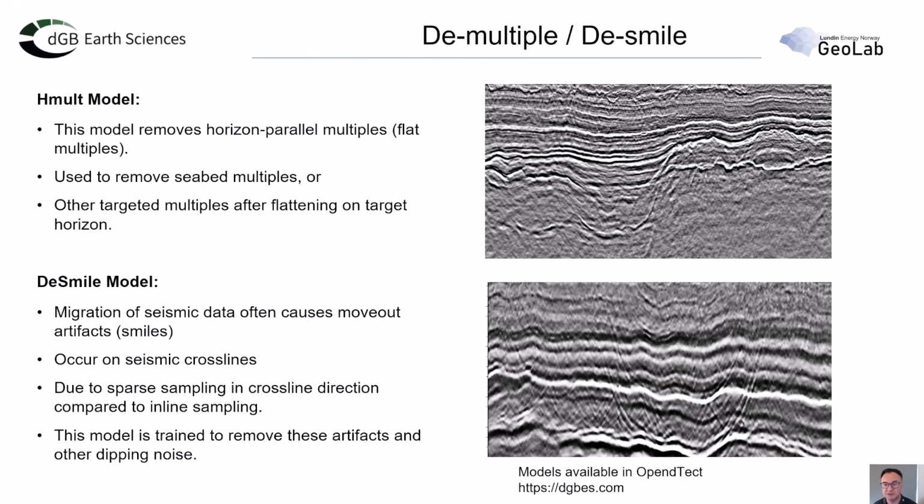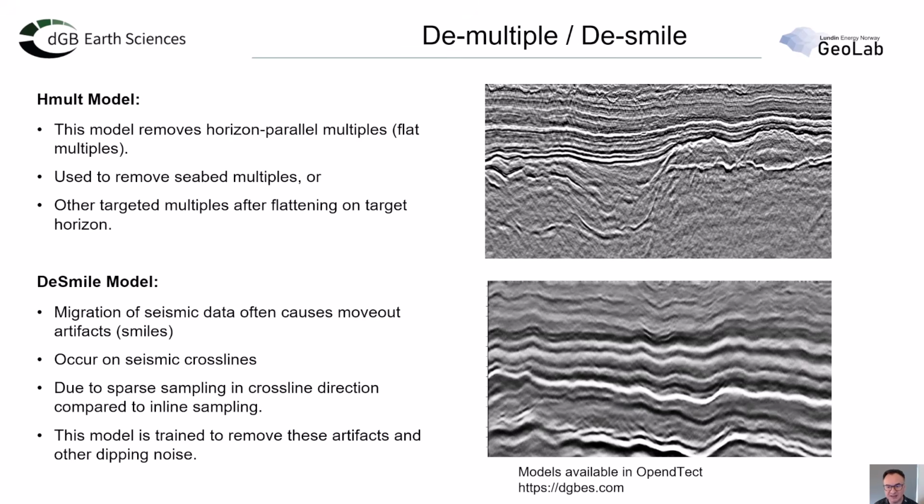That probably should have been on the previous slide as well. But we have other models, such as a horizontal multiple removal model that we can use to remove seabed multiples or other targeted multiples after flattening on a target horizon. We have a D-SMILE model as well, developed in conjunction with Lundin. And that is the removal of smiles that occur on seismic crosslines due to sparse sampling in the crossline direction. And then these models are trained to remove these artifacts and other dipping noise.